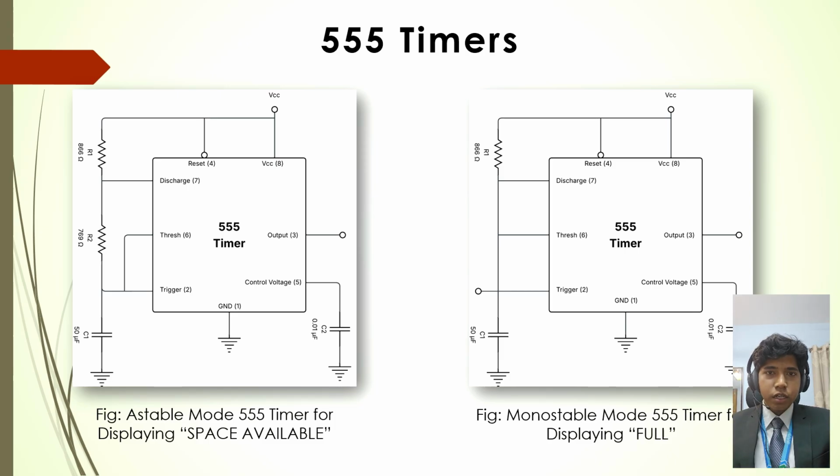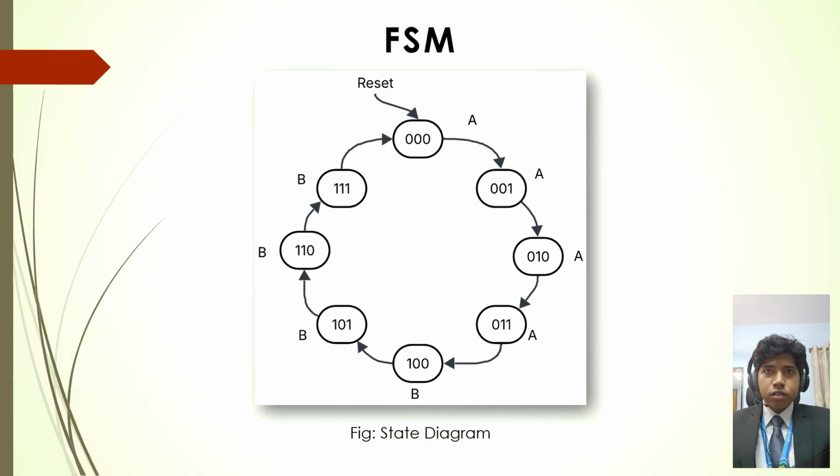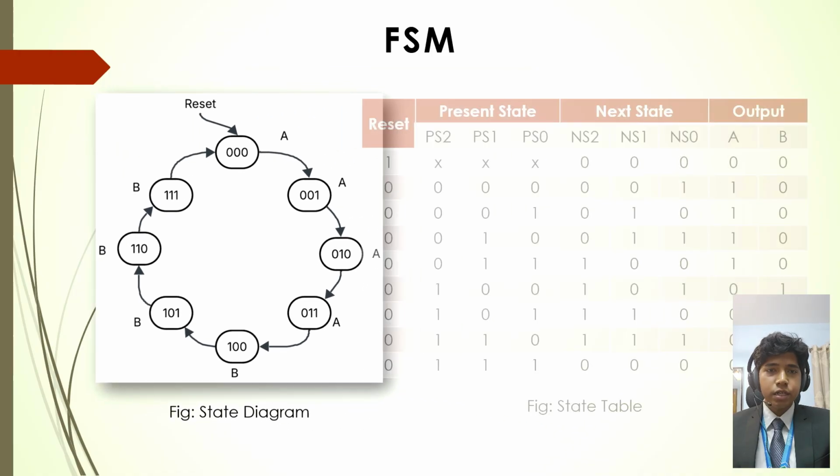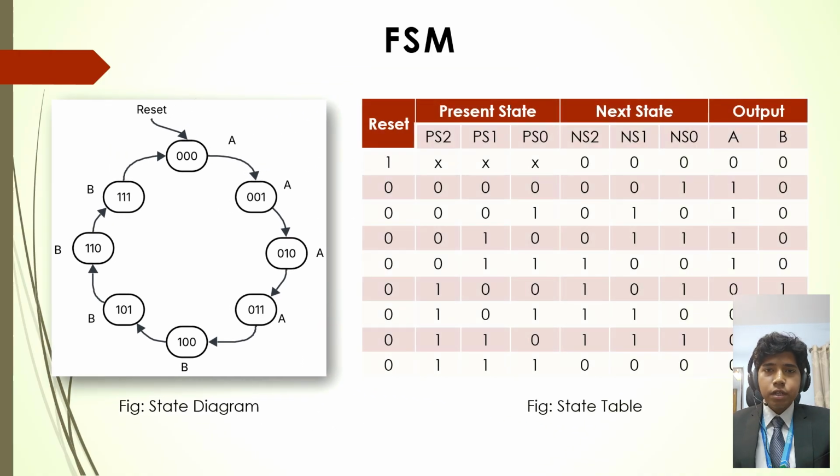In this presentation, I'm starting from the next part, which is the FSM. The full form of FSM is finite state machine. In this slide, we created a finite state machine for the control logic. We see the state diagram and the state table. The state table defines exactly how the system transitions from one state to the next based on the entry and exit triggers. From the state table, we created the state diagram.